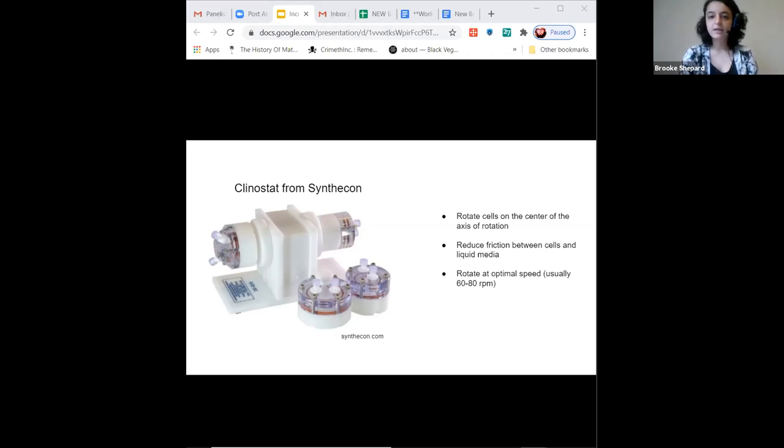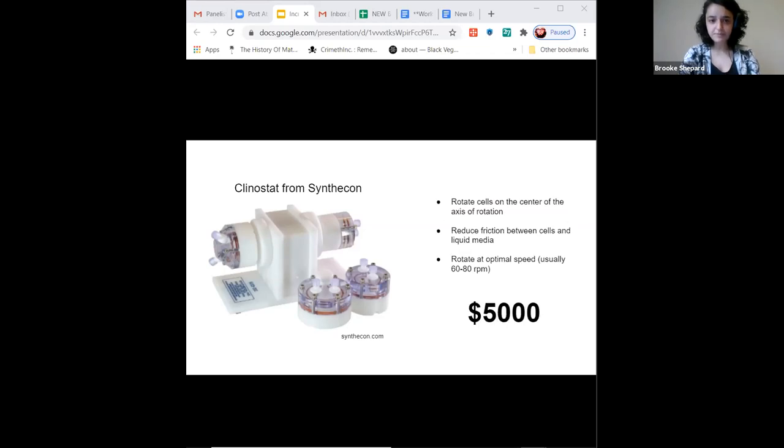And when we looked at Synthicon, which is a company that makes bioreactors, we said, okay, this machine is really cool. How much does it cost? And they quoted us $5,000 USD. And unfortunately, that was just too much for our lab to be able to spend, especially since that was a piece of technology that we didn't even know if we were going to use again.